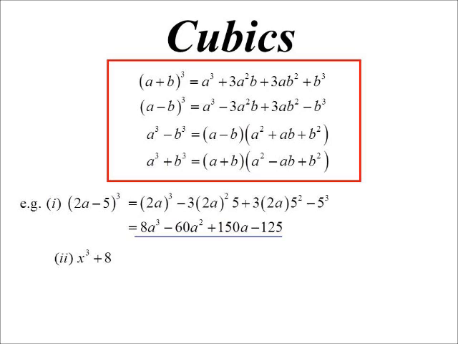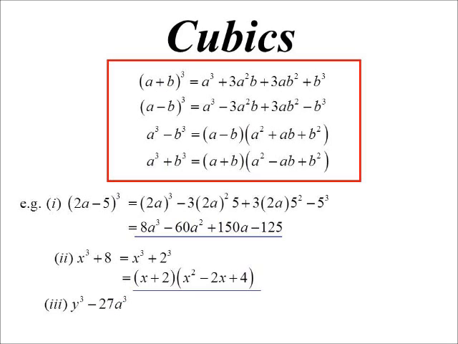Sum of two cubes, because 8 of course is 2 cubed. Again, you're probably thinking that, not necessarily writing it. So x plus 2, x squared minus 2x plus 4. Also a difference of two cubes, because of course 27 is 3 cubed. So y cubed minus 3a all cubed, there it is. So it's about learning the patterns to save time in our factorisation.